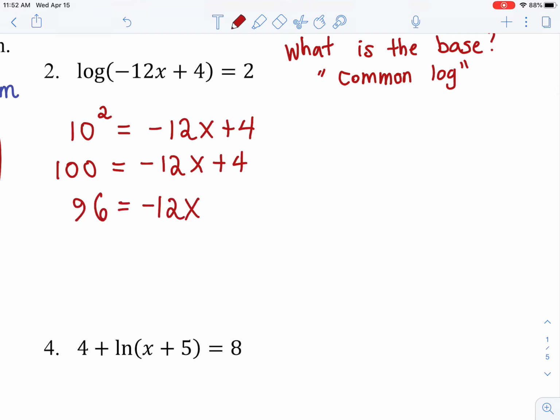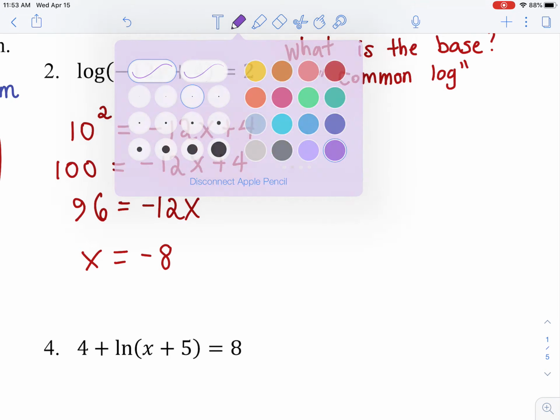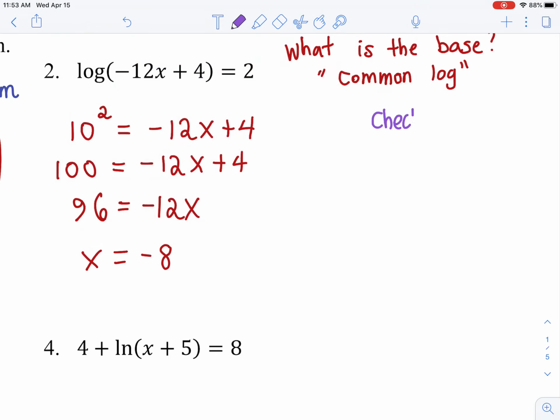Let's solve that. Subtract 4 from both sides. You get 96 equals negative 12x. If you divide both sides by 12, let me get help from my tiny little calculator. What is 96 divided by negative 12? I got negative 8. So I got my solution to be negative 8.